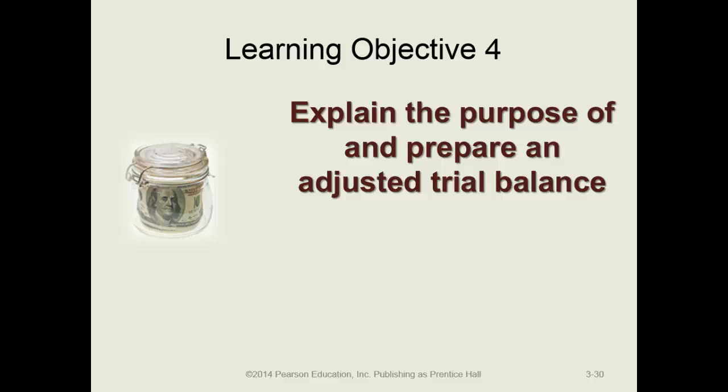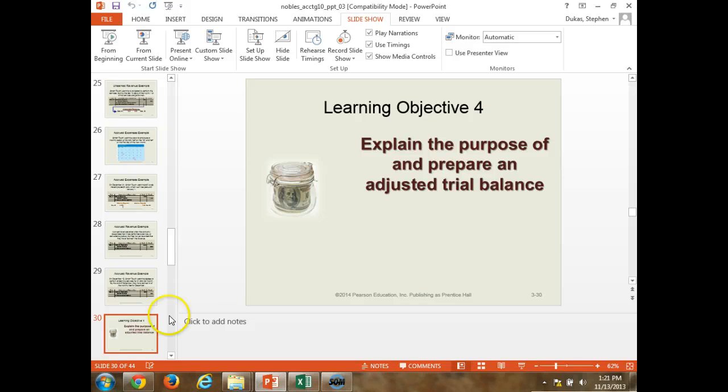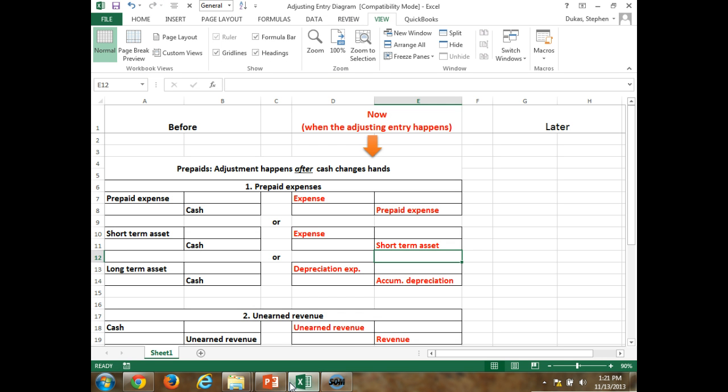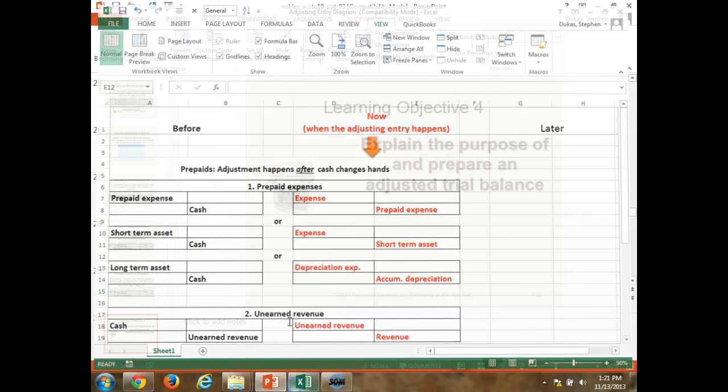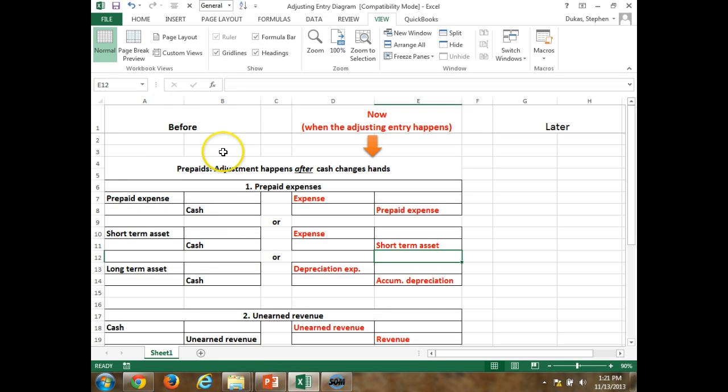Once we understand adjusting entries, we'll be able to prepare an adjusted trial balance, and that will be in a subsequent video. So what I'd like to do now is summarize prepaids and accruals. This spreadsheet lists the issues that we've already talked about. The key element here is that we're starting out in the previous period here. The adjusting entry is happening today, so this is when the financial statements are actually being prepared. And then we have a later period that will apply when we get to accruals.